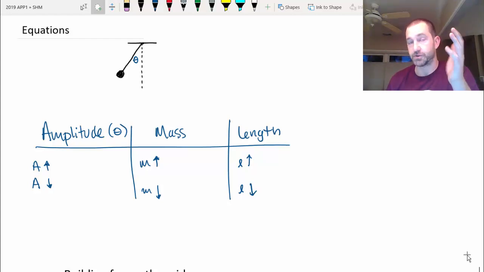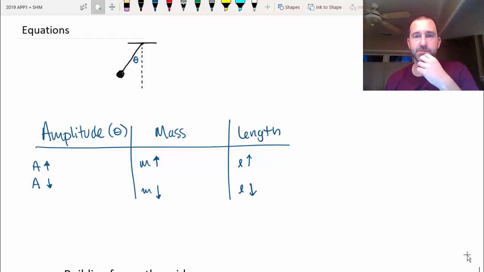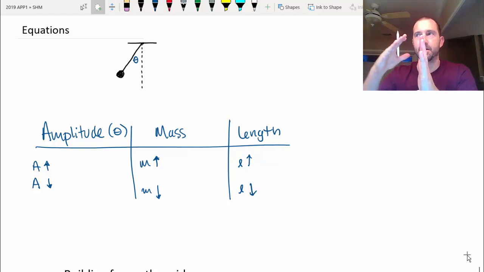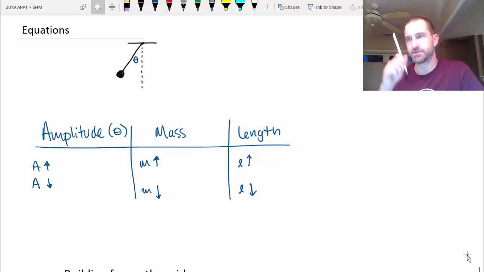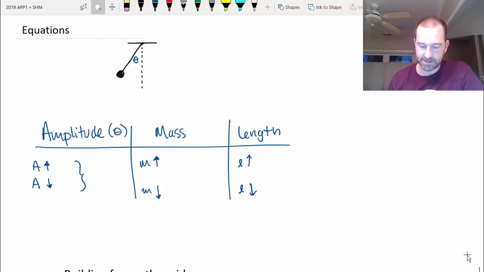Now, what you were supposed to have seen, so hopefully you've already finished that and you're not just clicking through on stuff, is that if you increase the amplitude, how far away you pull the pendulum, within reason, there's not much of a difference. So amplitude going up or down, if you do a small angle or a big angle, you end up getting the same T.